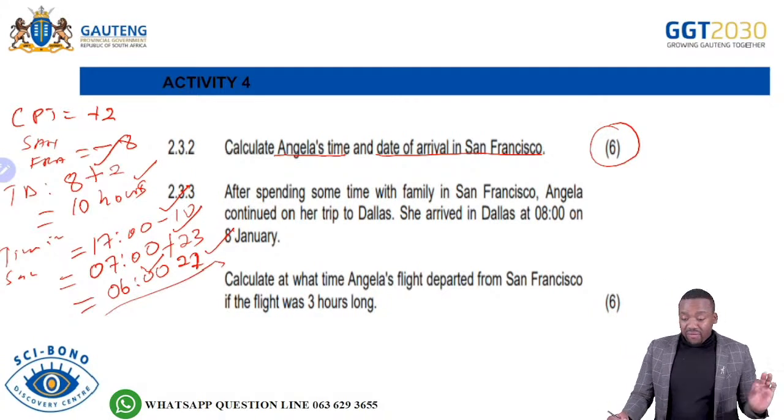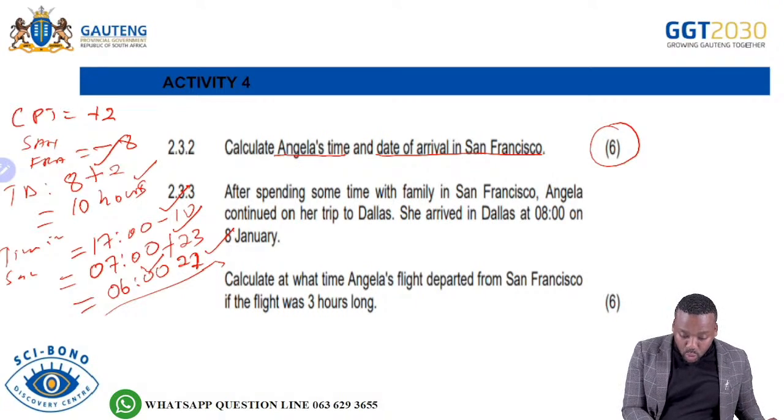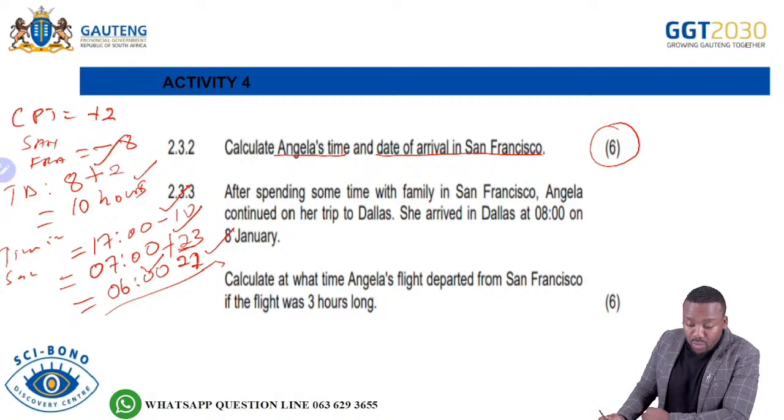Very, very tricky. Remember, when you want arrival time, you do step 1, 2, 3, 4, and at step 4, you add the flying time. When you want departure time, you do step 1, 2, 3, and at step 4, you subtract. Right, let's move to the last question before we move to foreign exchange.